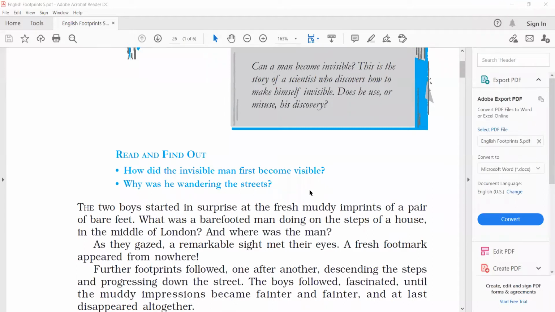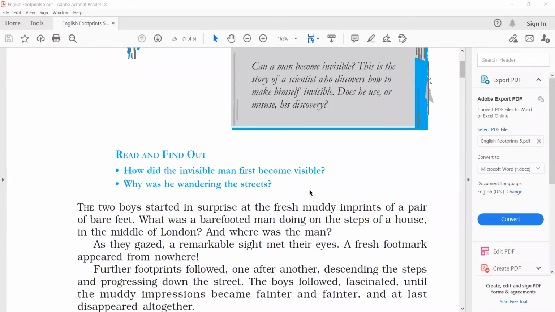The two boys stared in surprise at the fresh, muddy imprints. Imprints, the impressions of a pair of bare feet. What was a barefooted man doing on the steps of a house in the middle of London? And where was the man?